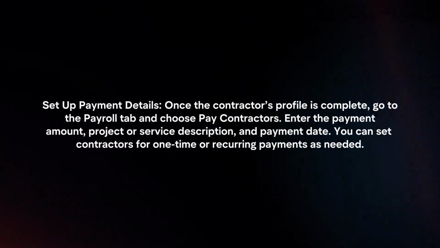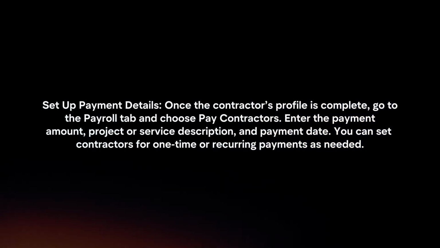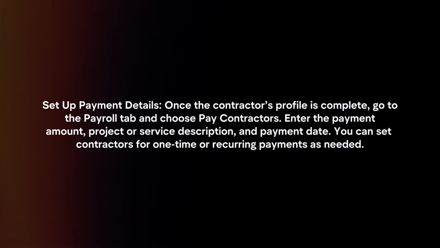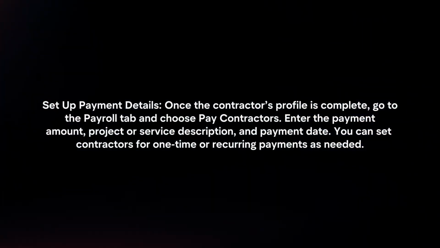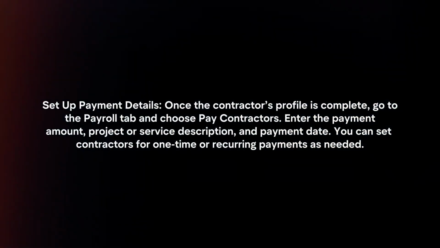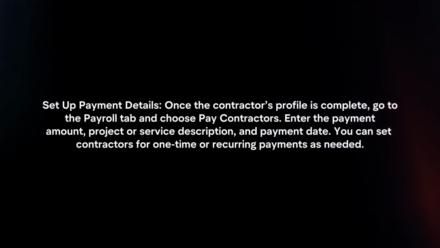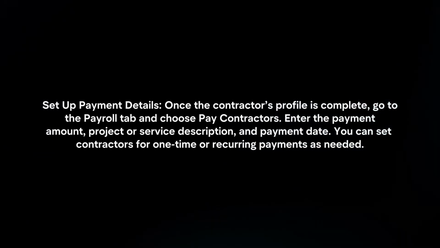Set up payment details. Once the contractor's profile is complete, go to the Payroll tab and choose Pay Contractors. Enter the payment amount, project or service description, and payment date. You can set contractors for one-time or recurring payments as needed.